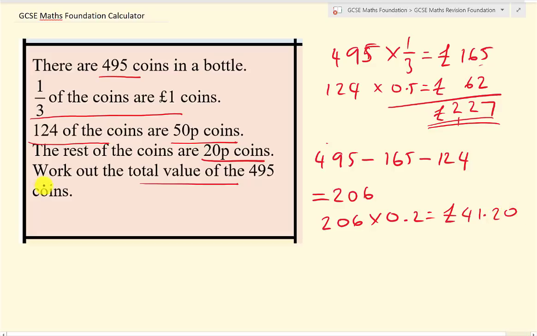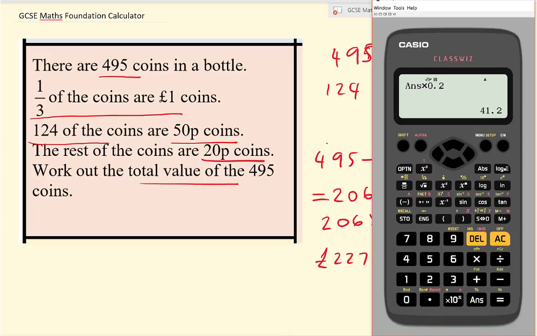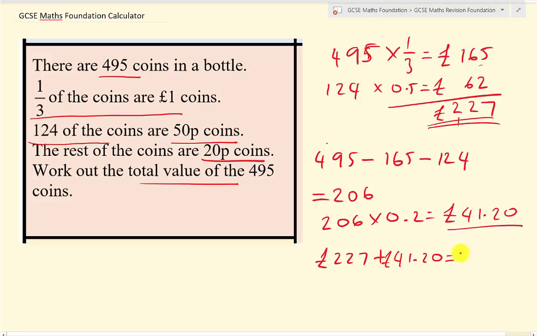The final answer question is asking us to work out the total value of the 495 coins. So we have 227 from the 50p and £1 coins, added to the 20p coins, which are worth £41.20. Add them together. You already have 41.20 there, so add 227 on that, and that will give us an answer of £268.20. So £268.20 is the total value of the coins.